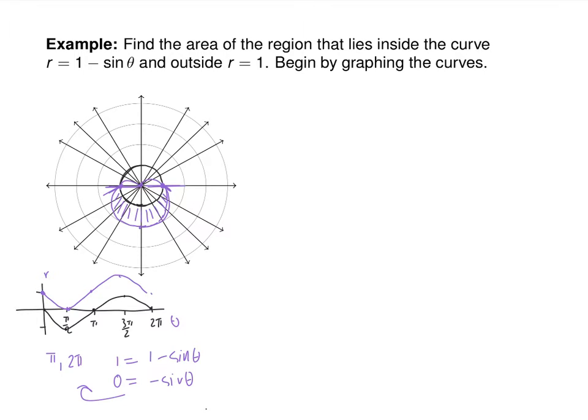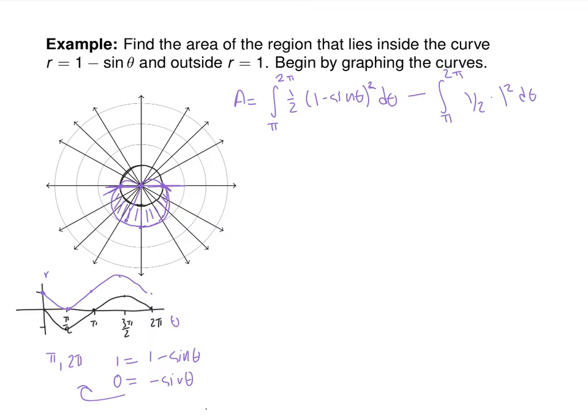And now you've got to figure out what is the outer curve. Well, in this case, outer means which one's a greater distance away from the origin. The one that's a greater distance away from the origin is the purple curve, the 1 minus sine of theta. So this area will be an integral from pi to 2 pi, 1/2 times 1 minus sine of theta, that quantity squared, minus the integral from pi to 2 pi of 1/2 times 1 squared d theta.